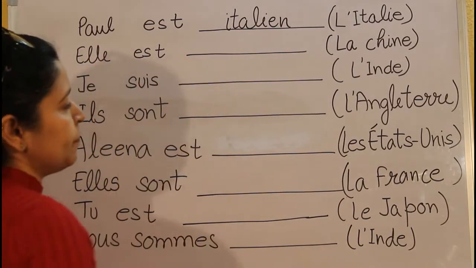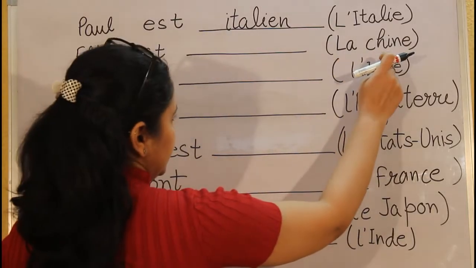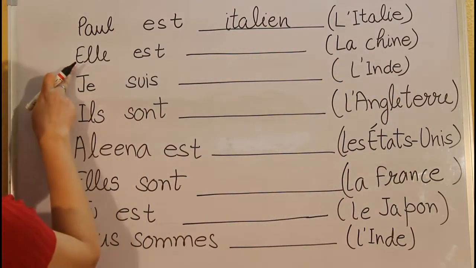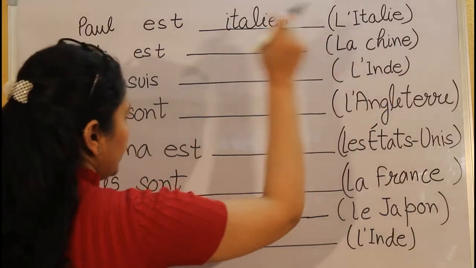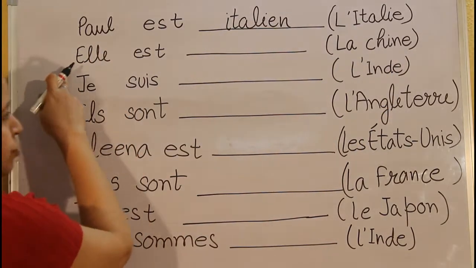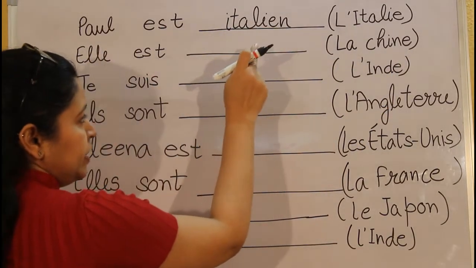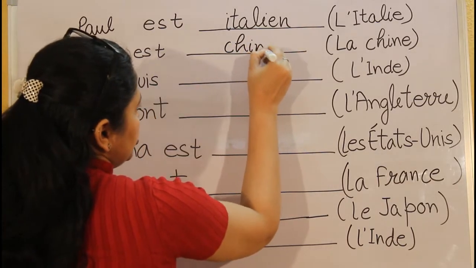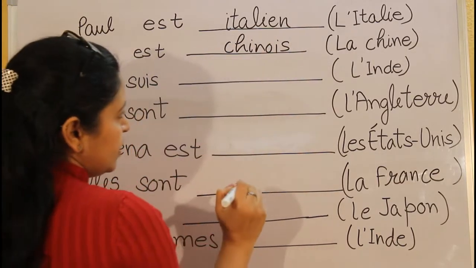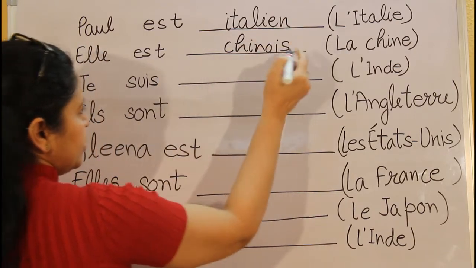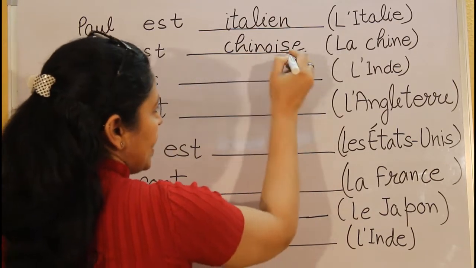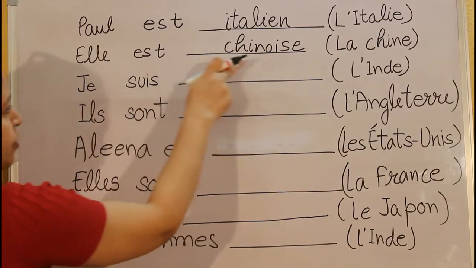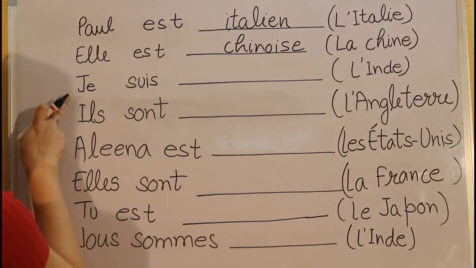La dash. Now the country name is La Chine. Means she belongs to China. Now she's a girl. We have to give her a feminine nationality. So we'll write Chinois. First the masculine one. Now we'll convert it into feminine case. Chinoise. La Chinoise. Now the third one.